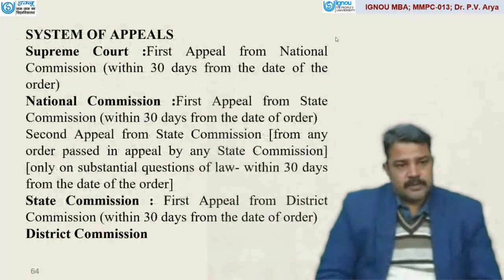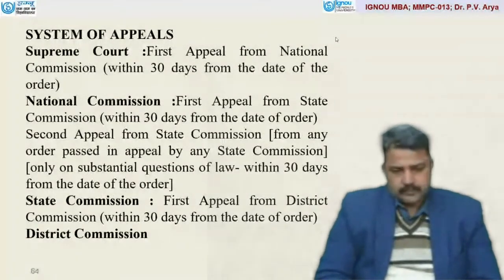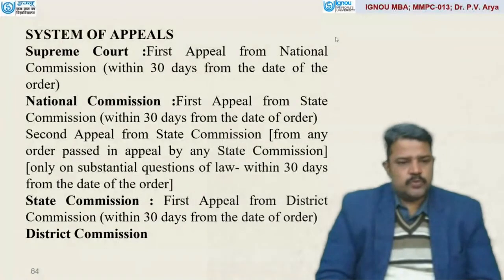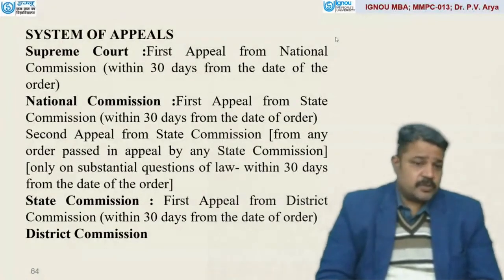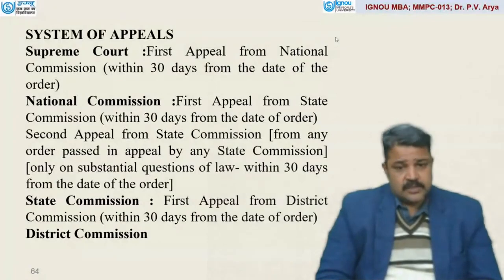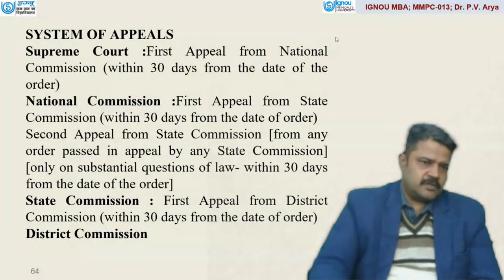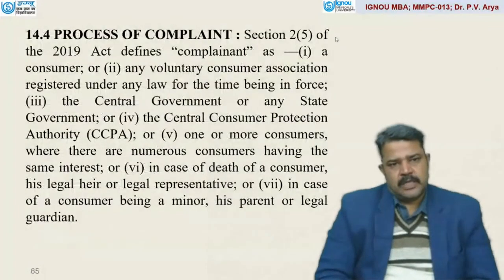And the system of appeal goes from District Commission to State Commission to National Commission to Supreme Court, and there is a time frame within which one can approach the next forum: from district to State Commission within 30 days from the date of order, and from State to National Commission again within 30 days from the date of order. Similarly for the Supreme Court as well.